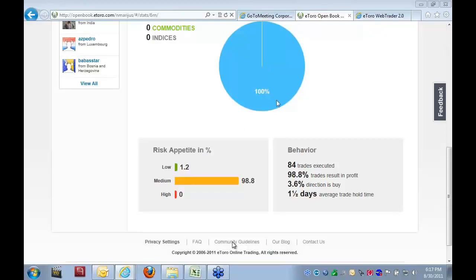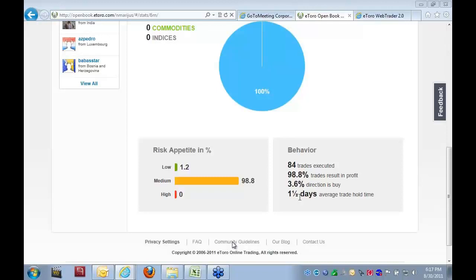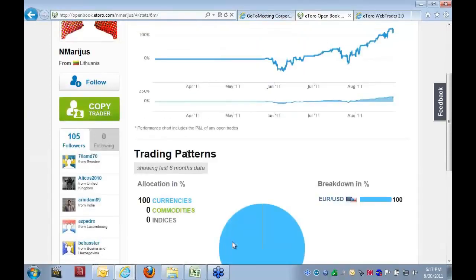Pretty much, yes. Now, we see here the risk appetite in percentages. Oh, I have another question. Not really. All right. So we see here the risk appetite. It's medium risk appetite. This guy likes to hold his trades. He's what we call not a long-term trader. He's a short-term trader, but not an extremely short-term trader. He does hold his trades for 1.5 days. Okay. That's overall what we can see about him.